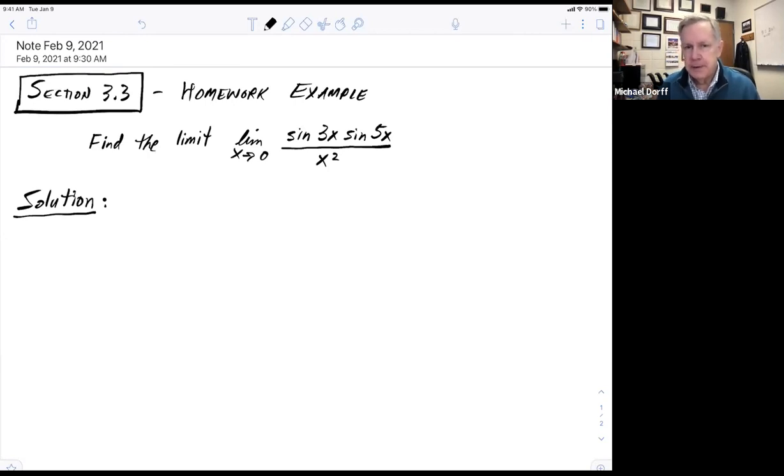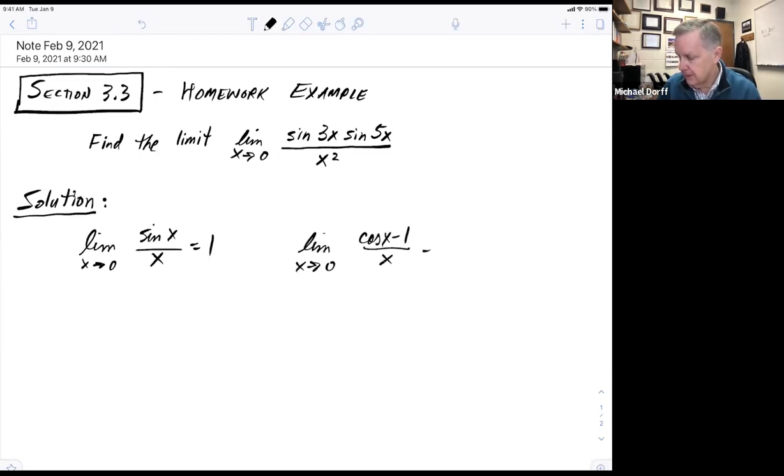Now, in doing one of these problems where we have this limit and these trig functions, there are two identities or properties that we want to remember. The first one is that the limit as x goes to 0 of sine of x over x equals 1. This is one of the properties in this chapter, section 3.3. The other one is the limit as x goes to 0 of the cosine of x minus 1 over x equals 0.